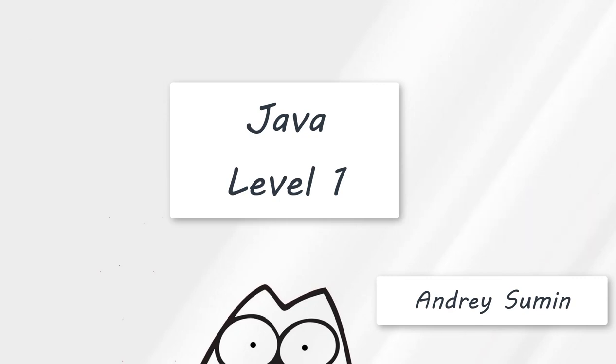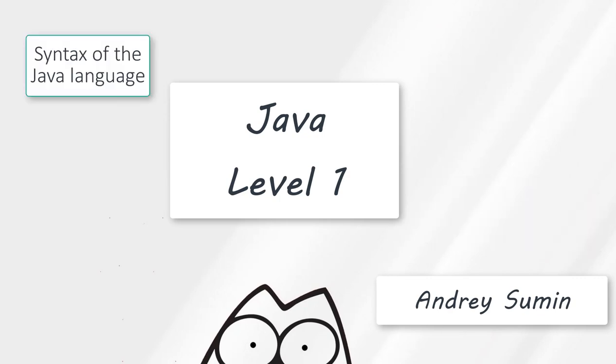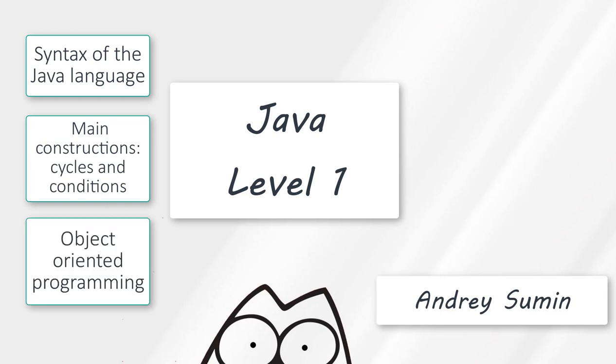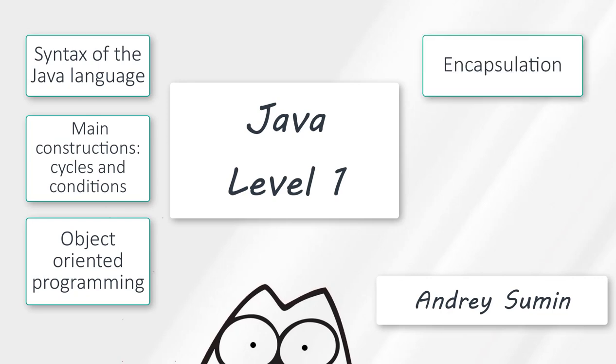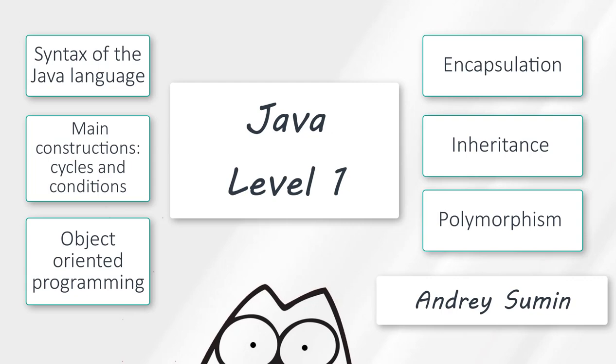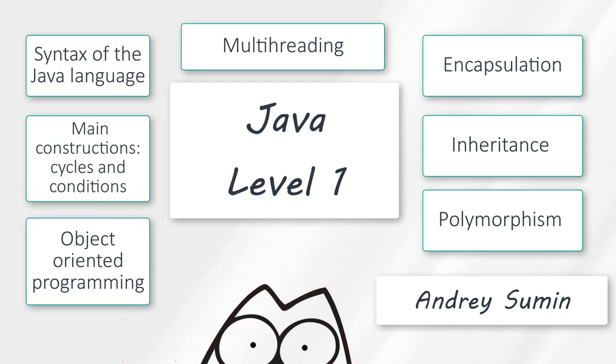In this course, you will learn the syntax of the Java language, its main constructions, cycles and conditions. You will consider object-oriented programming and get to know such scary notions as encapsulation, inheritance, and polymorphism. You will find out that they're not scary after all. You will learn how to create multi-threaded programs and much more.